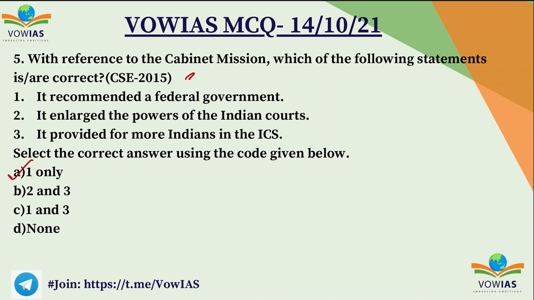It's a previous year CSE question of 2015. The Cabinet Mission Plan came after the August Offer and the Cripps Mission. What they suggested is that it recommended a federal government. This is right. But the other two, that it enlarged the powers of the Indian courts and provided for more Indians in the civil services, are wrong statements. So A, 1 only, is the correct answer.